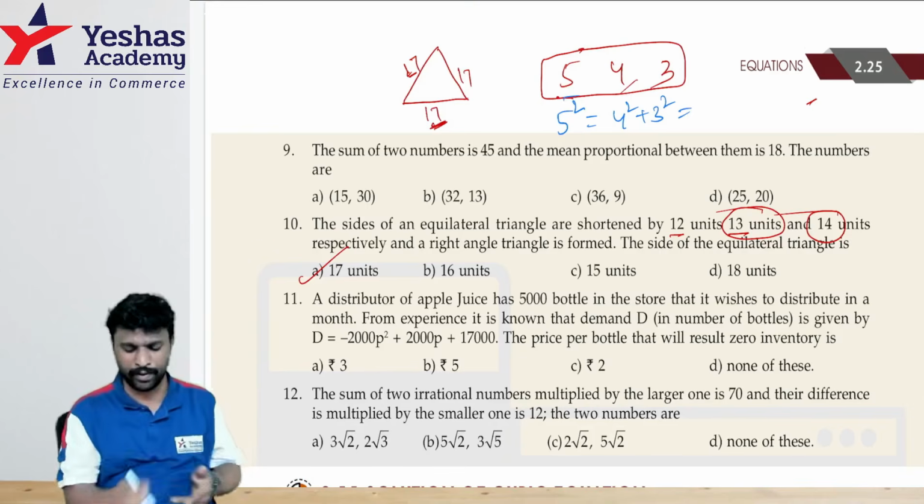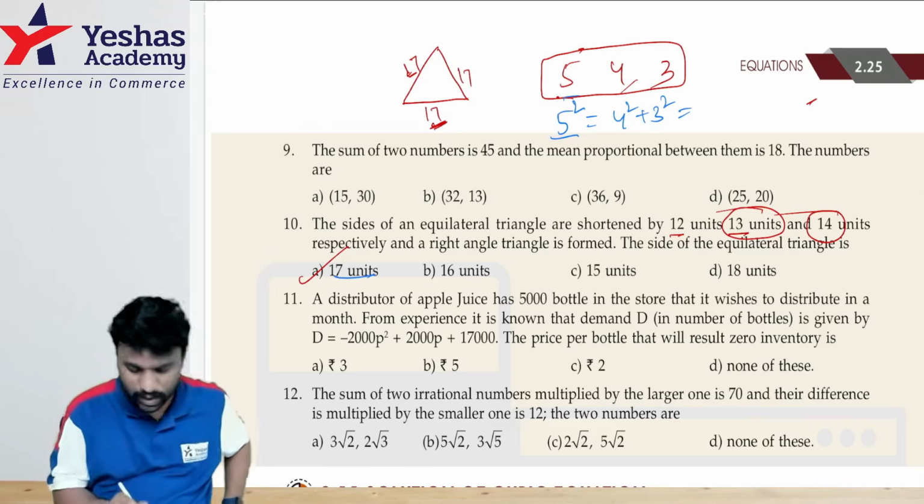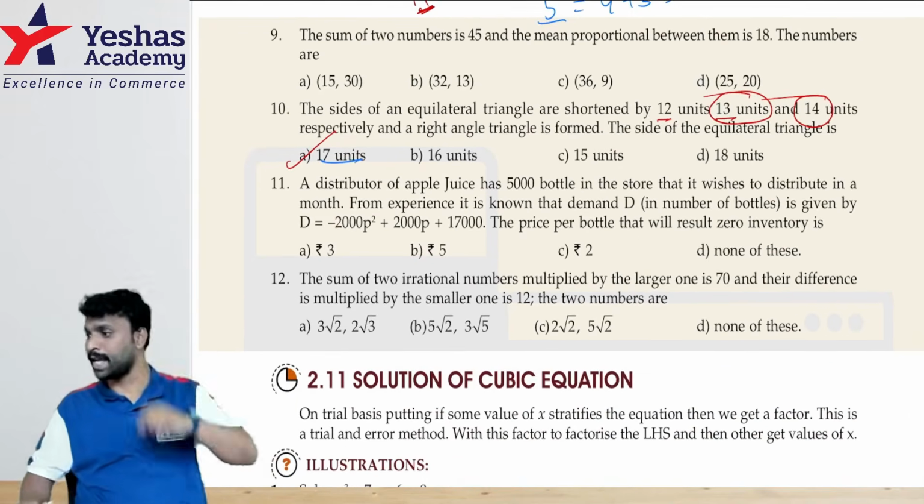16 plus 9 is 25. How about 5 square? It is 25 only. That means option A itself is the right answer. Moving on to the next question.